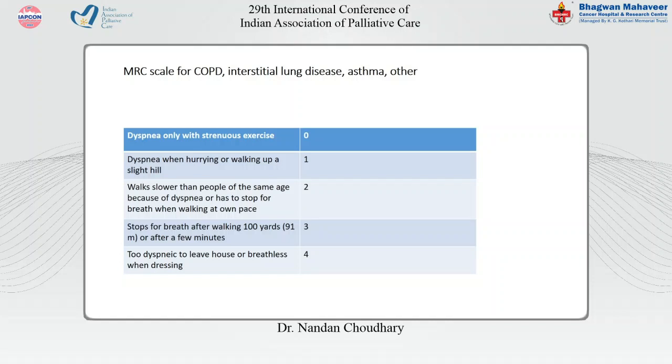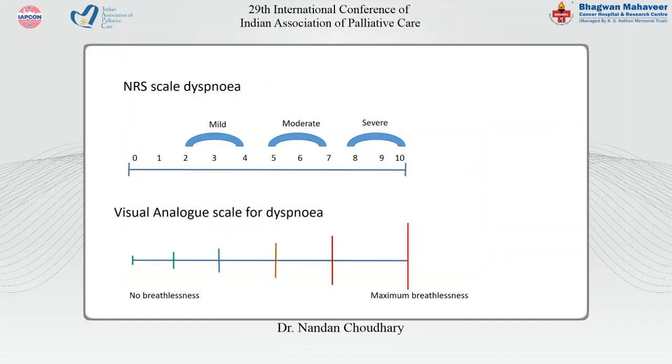There are 5 items in this MRC scale. A score of 0 is given for a patient having dyspnea only with strenuous exercise, and 1 for dyspnea when hurrying or walking up a slight hill. A score of 2 is given to patients who walk slower than people of the same age because of dyspnea or have to stop for breath when walking at their own pace. A score of 3 is given for a patient who stops for breath after walking 100 yards or 91 meters, or after a few minutes. And 4 is given for a patient who is too dyspneic to leave the house or breathless when dressing. This is the scoring system used for patients suffering from COPD, interstitial lung disease, asthma and others.